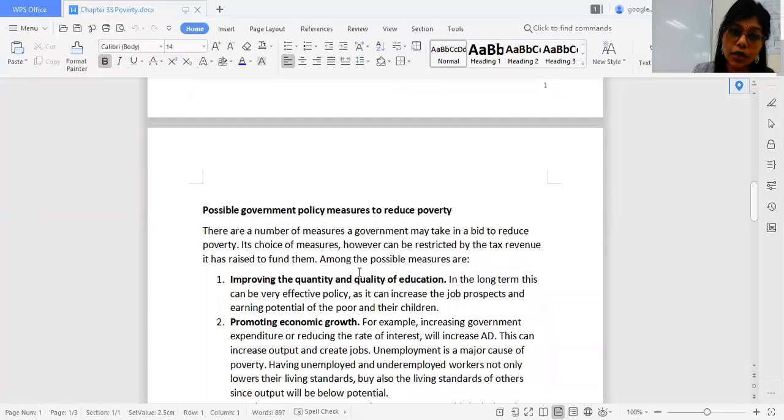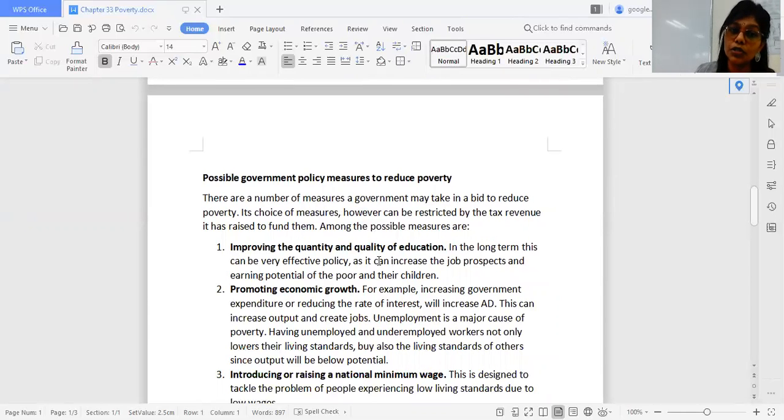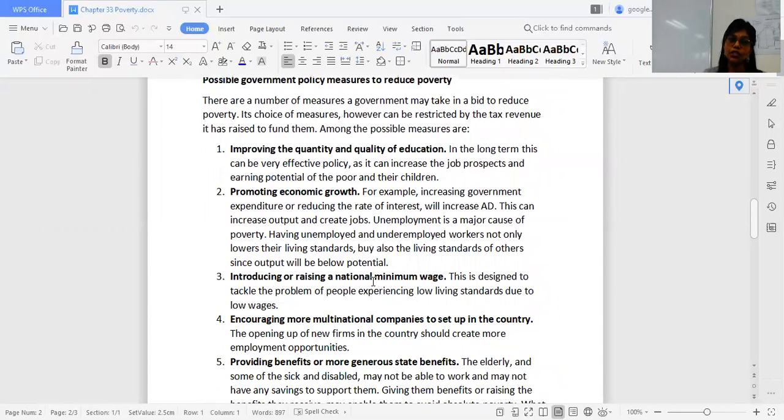We can also look into the possible government policy measures to reduce poverty. All right, how can the government overcome the problem of poverty? We can look into improving the quantity and quality of education. This can be one of the factors that we can talk about. Promoting economic growth. All right, introducing or increasing the national minimum wage. I think many countries have revised on this point number 3. Okay, and also Malaysia has done that.